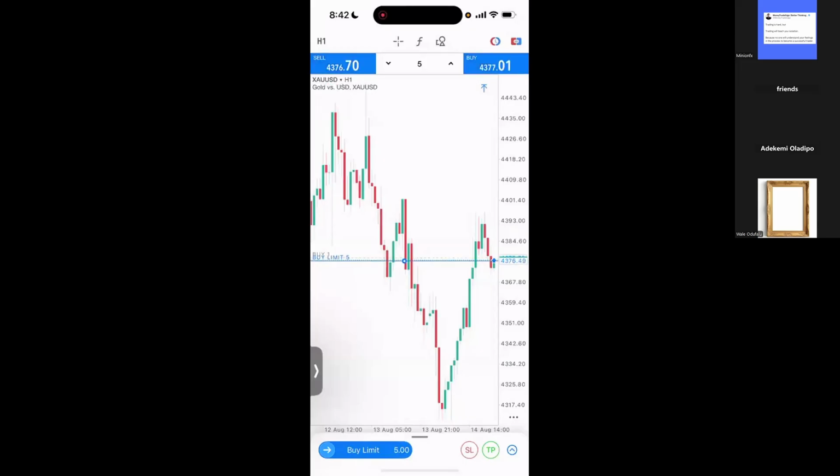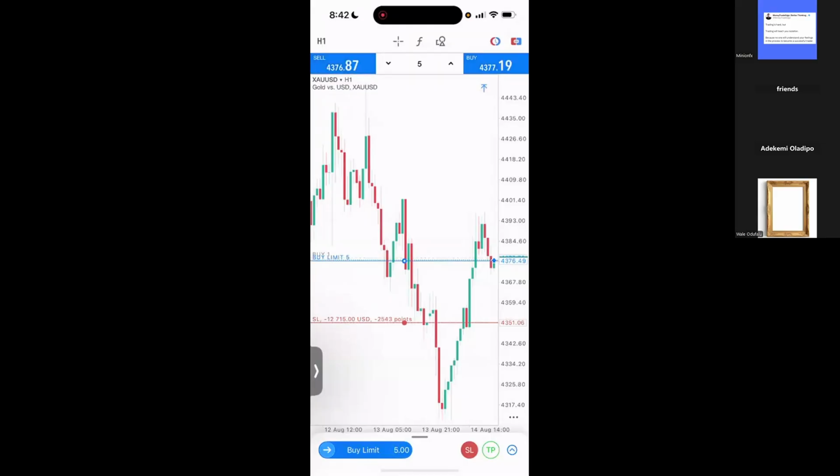Now, if you click on SL, SL stands for stop loss, tap it. Let's say I want to put my stop loss at 4351. Drag that red line to 4351. Now look at your screen. Can you see after the stop loss, it's showing you the figure you are losing?